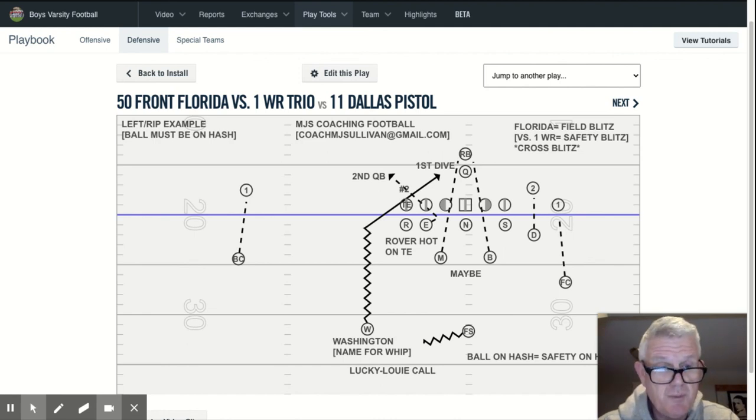In subsequent presentations, we'll teach you the rule versus two wide receivers for Florida and three wide receivers for Florida. And the good news is all of our various field pressures, the rule who blitzes versus one wide receiver is the same. And that's as much as I'm going to say for now. How's that for a tease?